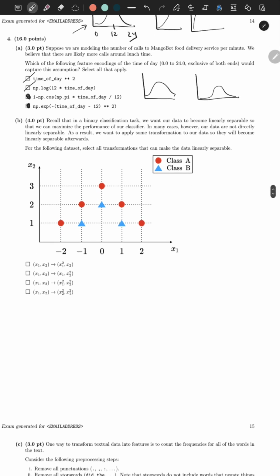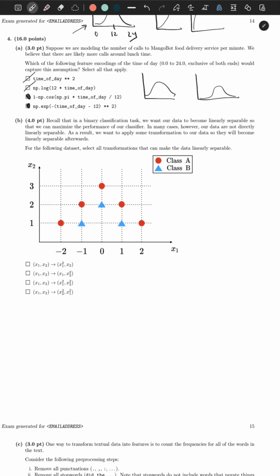Okay, moving on to part B. Recall that in a binary classification task, we want our data to become linearly separable so that we can maximize the performance of our classifier. In many cases, however, our data are not directly linearly separable. As a result, we want to apply some transformation to our data so they will become linearly separable afterwards. For the following dataset, select all transformations that can make the data linearly separable.